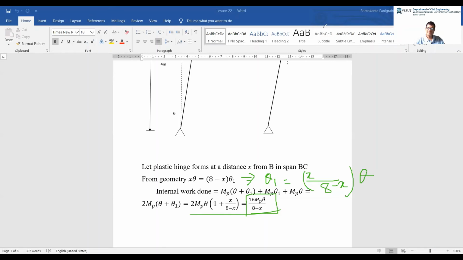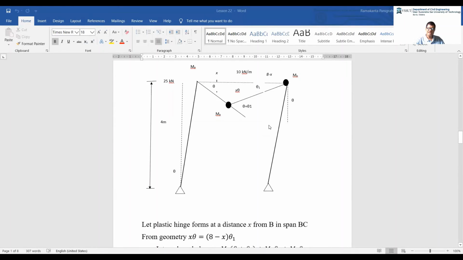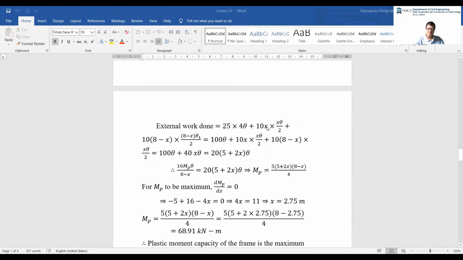What is the external work done? Calculate from the loads. What are the loads given? There is a load here of 25 kilonewton, and here also 10 kilonewton per meter. So now calculate the value. External work done will be equal to 25 into 4 theta. Here you have applied a load of 25, and this is your delta. Delta is 4 theta. So 25 into delta becomes 25 into 4 theta.